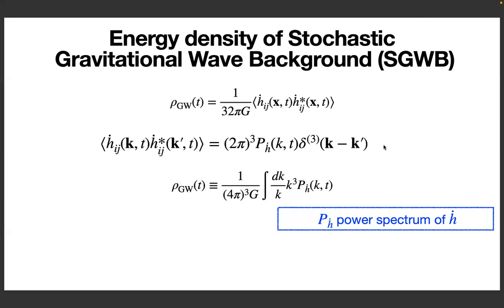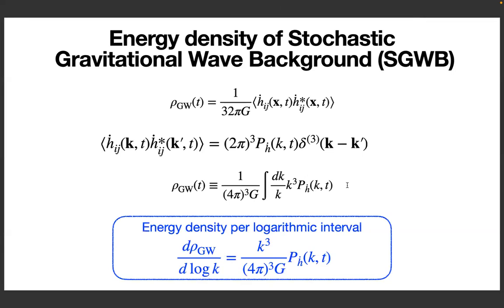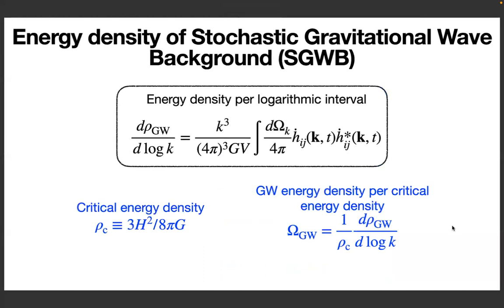And again, I can replace back into my definition of the energy density of gravitational waves, and I can write down the energy density of gravitational waves as the integral over the power spectrum of the time derivative of the h tensors. So again, I can write down the energy density per logarithmic interval in this manner. So this is the observable that we will care about and we will compute to follow the dynamics and the production of gravitational waves.